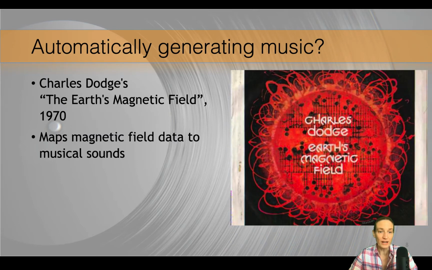If we move on, we have Charles Dodge's The Earth's Magnetic Field, which was composed in 1970. And basically, Charles Dodge mapped magnetic field data from scientific reports to musical sounds. Again, the result is very avant-garde.